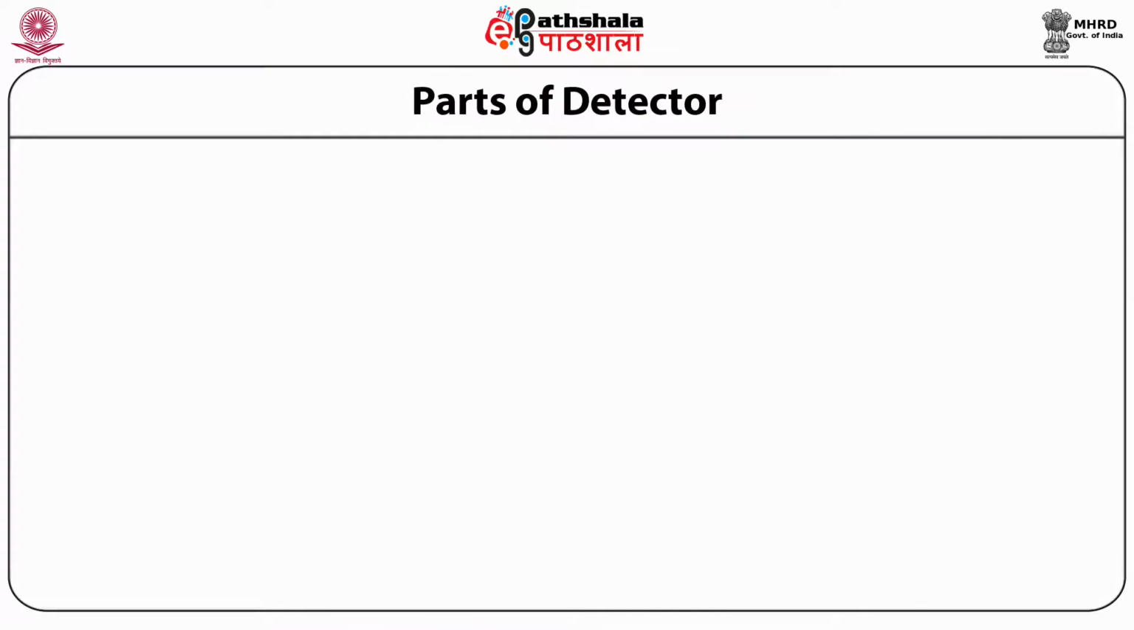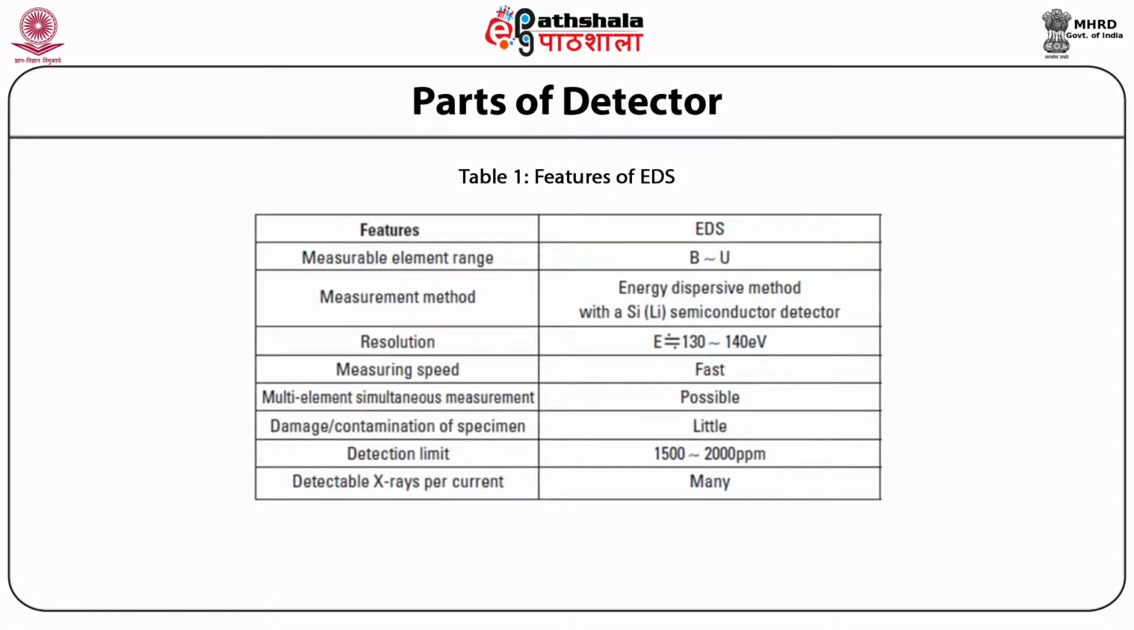Let us discuss some features of EDS. First is the measurable elemental range. The measurable elemental range for EDS varies from B to approximately U.